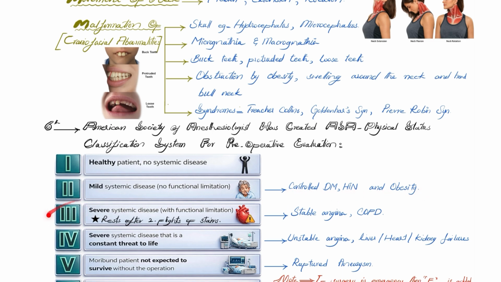and obesity. In class 3, there is severe systemic disease with functional limitation. Functional limitation means, for instance, the patient rests after 2 flights of stairs. Examples of class 3 are stable angina and COPD. Class 4, severe systemic disease that is a constant threat to life. Examples are unstable angina, liver, heart, and kidney failures.